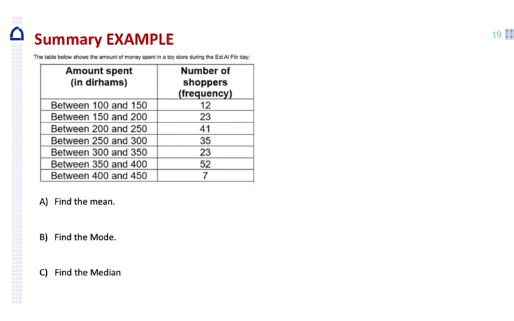Okay, let's finish with a summary example. This is a frequency distribution. It's the amount spent in dirhams and the number of shoppers. So in order to find the mean, we will use our calculator. First thing we do is we press mode 3.1, we enter all the data and we press AC, or if you have the white calculator, you press menu 6.1. But you will notice that we can't enter both of these numbers, so we must first find all the midpoints.